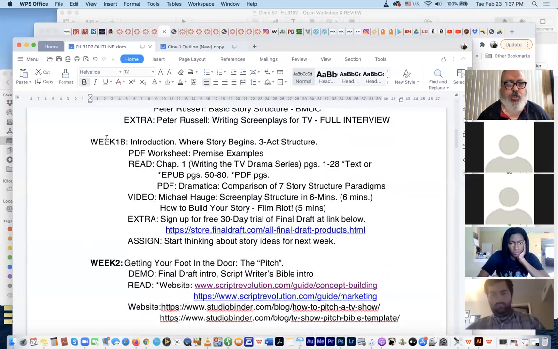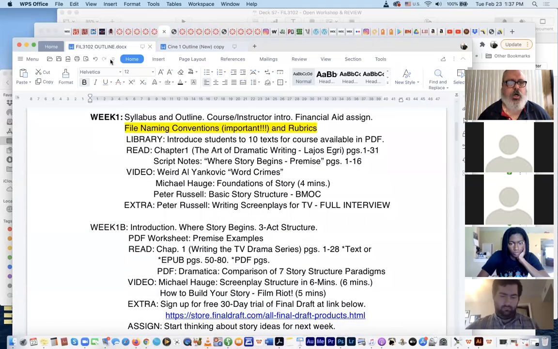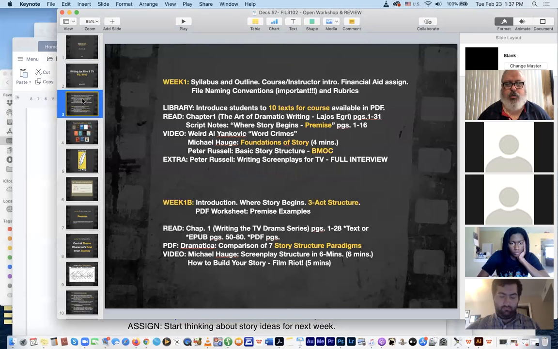Sounds good. Okay, good. So I'm going to start off with week 1. What were we doing in week 1? We had our intro class, which is kind of a freebie. But you were introduced to the bookshelf, and you were given a reading assignment: chapter 1 from The Art of Dramatic Writing. That reading was about premise, what premise is and why it's important to story. I also gave you a script notes PDF covering the concept of premise.